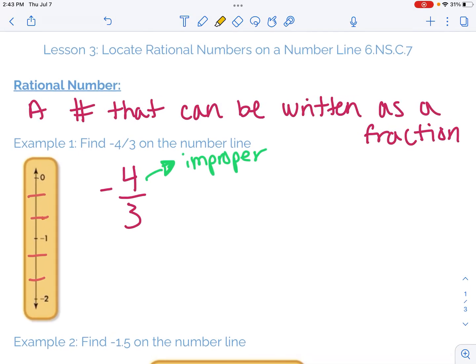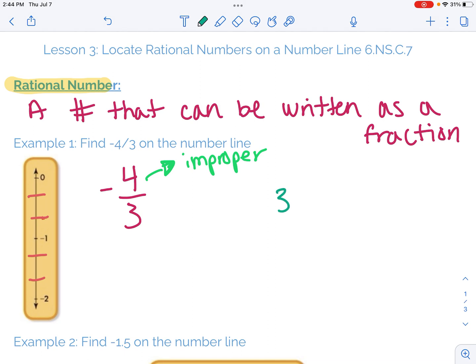In this video, we're going to be talking about how we can locate rational numbers on a number line. So first things first, what is a rational number? A rational number is a number that can be written as a fraction. So for example, in number 1, it says -4/3. Find this on the number line. This is an improper fraction. However, it's still being written as a fraction, so it is rational.